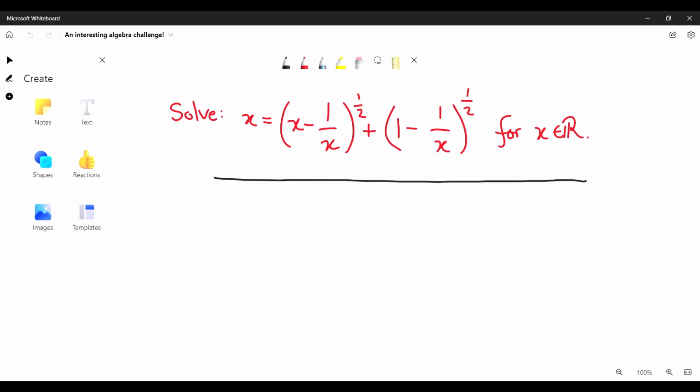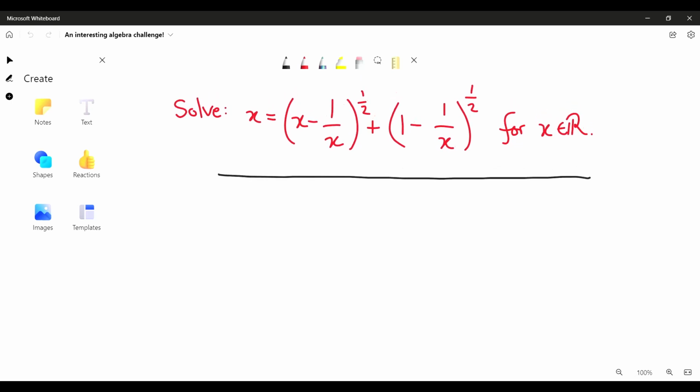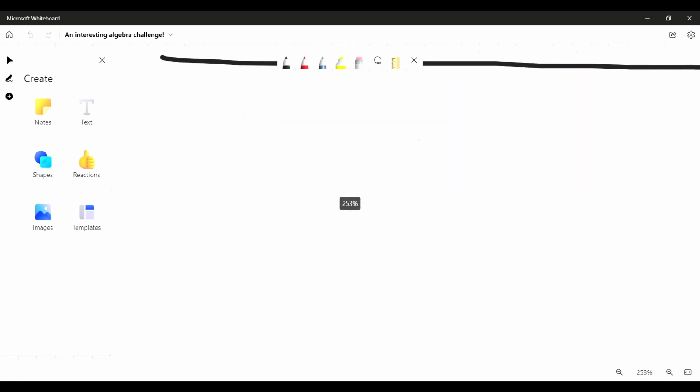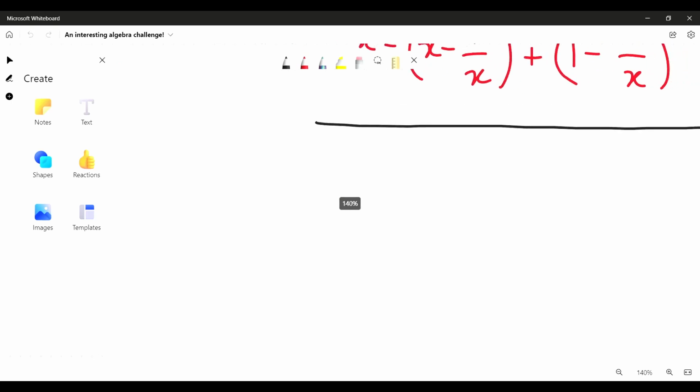So to begin with, I've written the problem down here. As you can see, solve x is equal to (x minus 1 over x) to the power half plus (1 minus 1 over x) to the power half, for x belonging to the reals. Okay, so what can we see here? We start off with the problem. I will just write it again here so that we can begin.